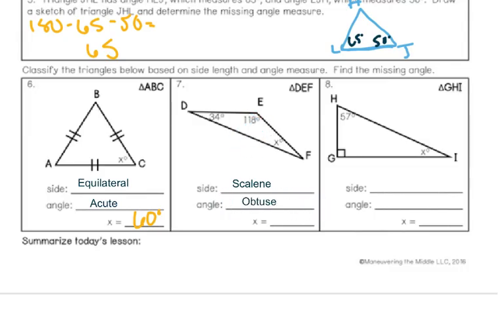Finally, I need to find the missing angle measure. I know that triangles are 180, so I can take away the 118-degree angle and the 34-degree angle to be left with 28 degrees for that last angle.